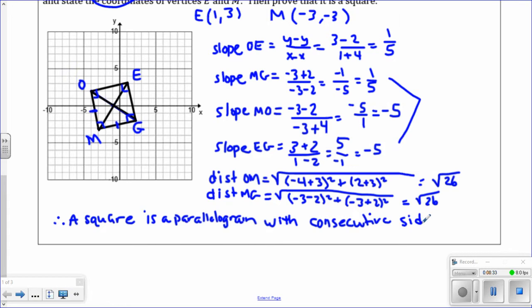And this is all in your chart. Everything's in your chart in case you forget what to do. With consecutive sides that are perpendicular, I'm going to use the symbol. And what else did we show about those consecutive sides? Well, the rhombus portion of it was we showed that the consecutive sides had the same distance, radical 26. So that makes those 2 consecutive sides congruent. So the consecutive sides were perpendicular and congruent.